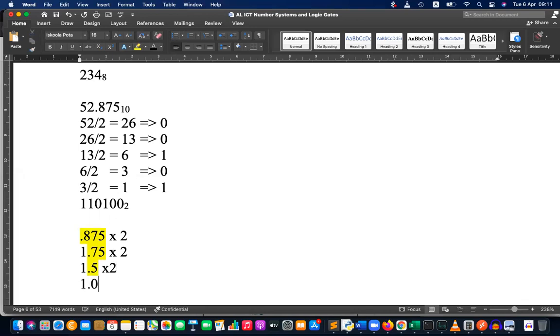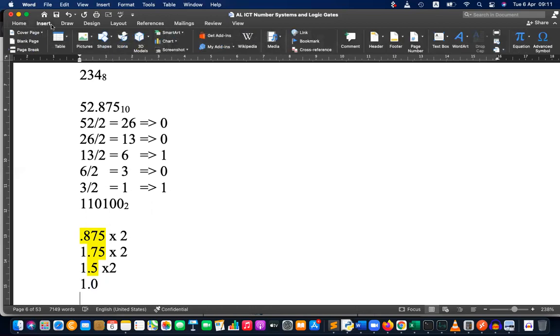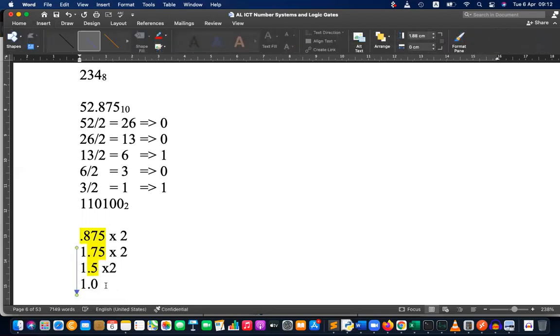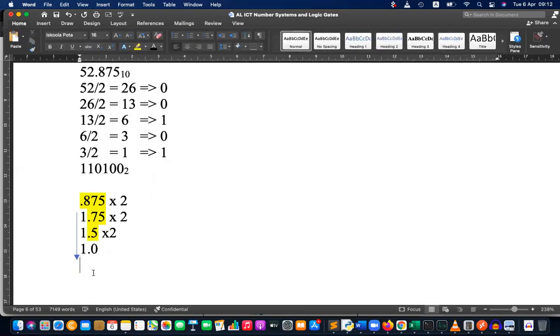When this becomes 0, you have to stop. And then, as you took the remainders one way for the integer part, for this one you have to take the other way. That means you have to take from top to bottom. Anyway, it's 111. Bottom to top is also 111, top to bottom is also 111. So the answer will be the integer part, then a dot, then 111.